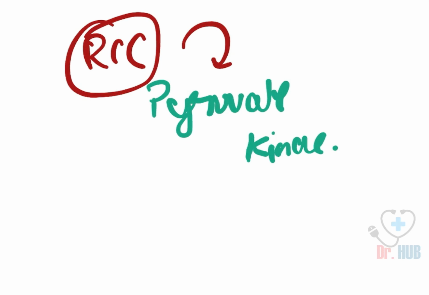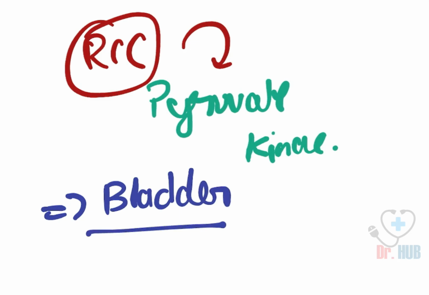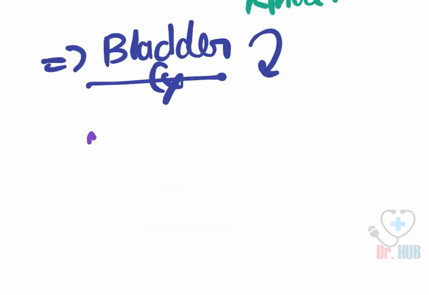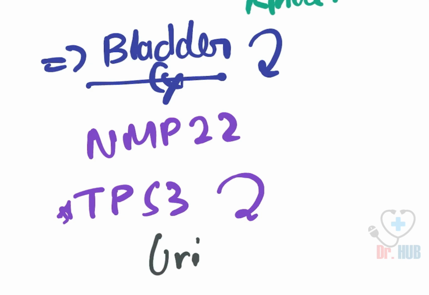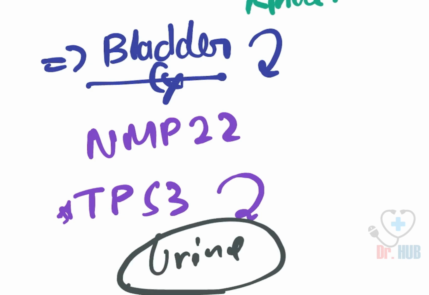The next question was with regard to bladder cancer, what are the tumor markers involved? In case of bladder cancer, the tumor marker involved is the NMP22, as well as we saw in the last section, in case of cell-free DNA markers, it also includes the TP53, and these mutants are present in the urine.